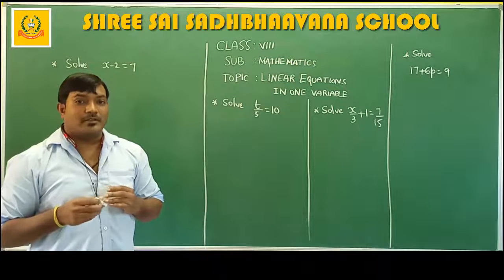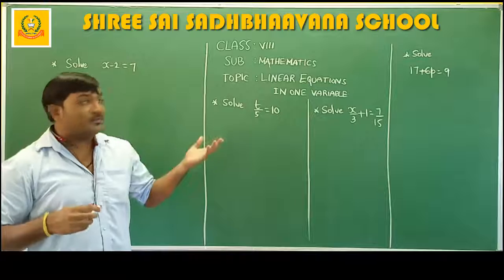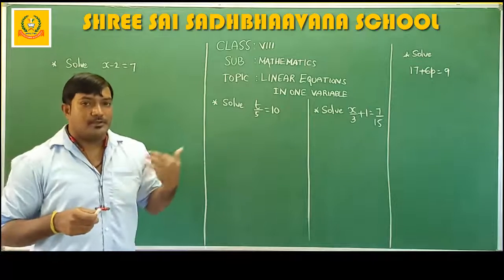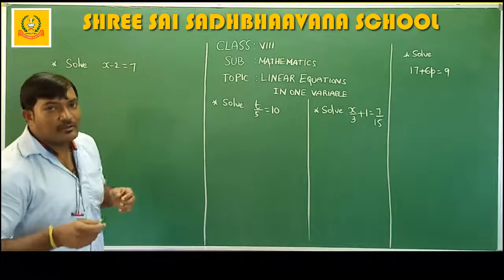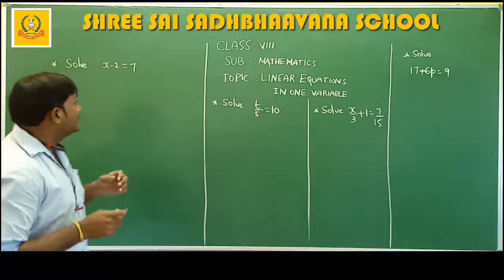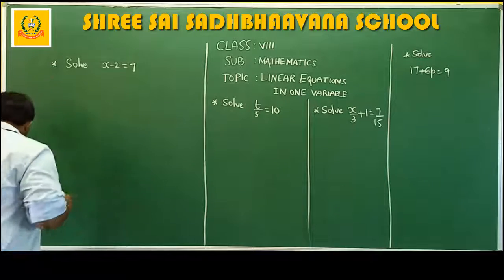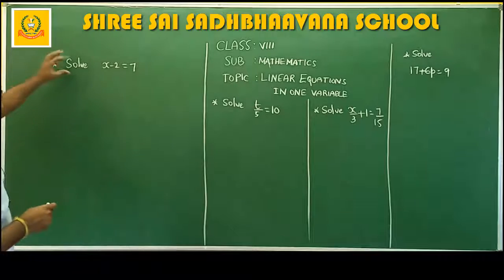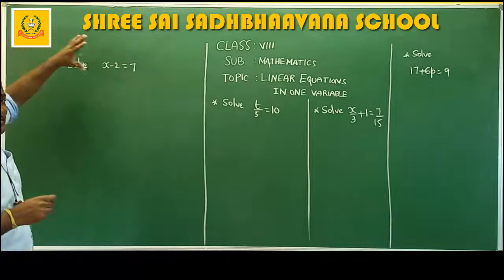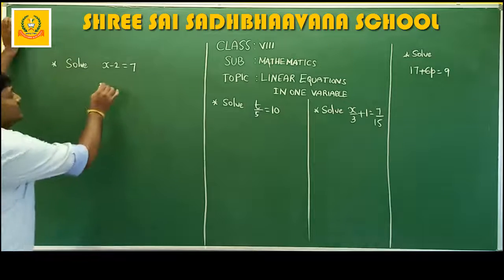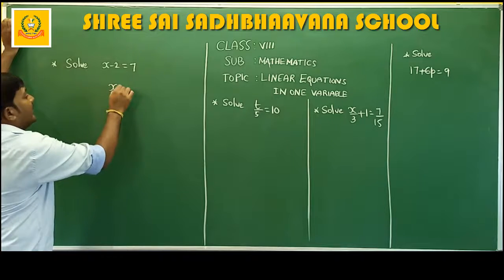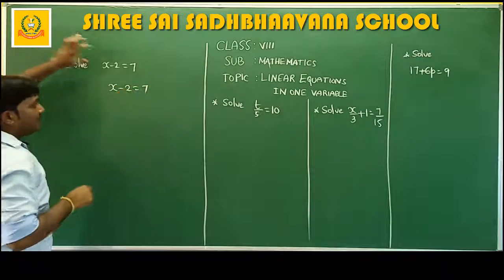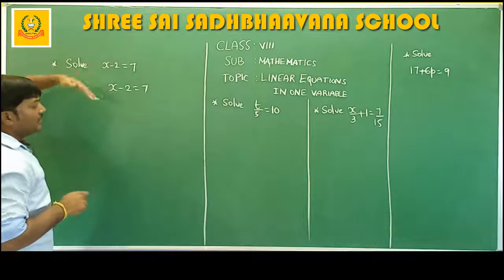Hi students, we will continue some more sums of the same topic, how to solve the linear equations in one variable. Okay, just look at this. When you look at this sum, solve x minus 2 is equal to 7. So first you have to write x minus 2 is equal to 7, the equation that is given.